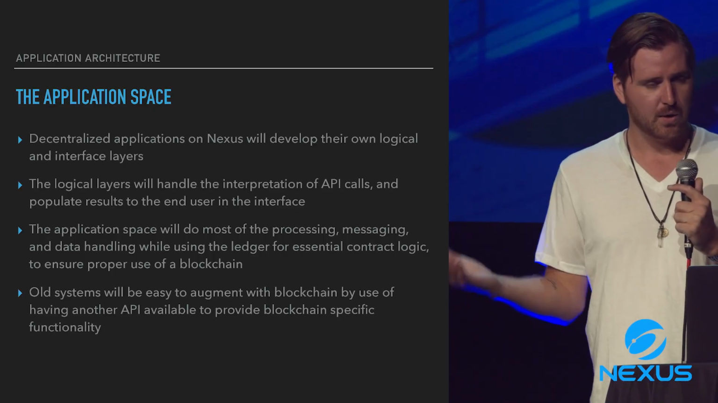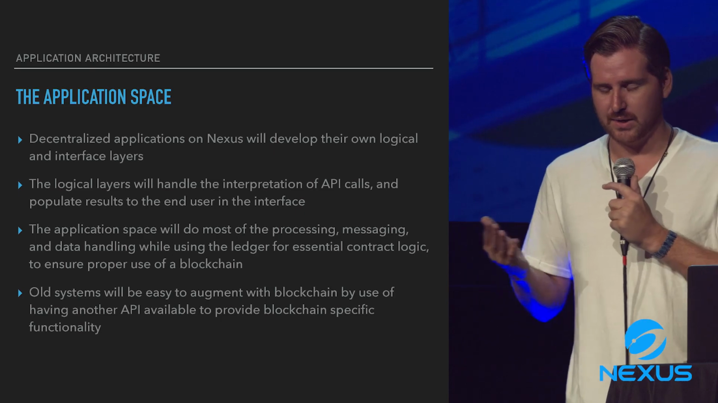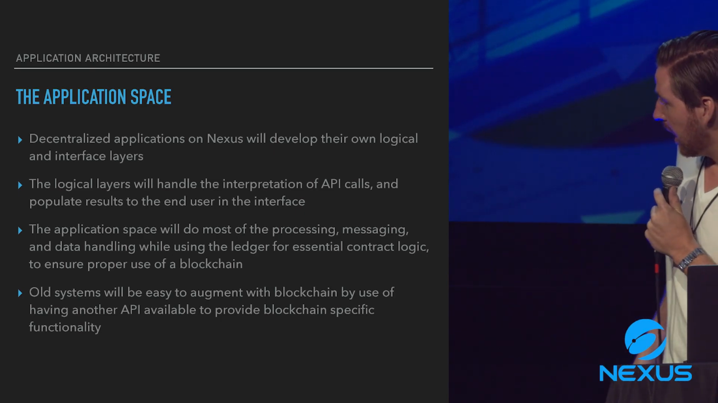So old systems will be very easy to integrate, and that's a very important thing, because from talking to a lot of businesses over the years, a lot of them are told that blockchain is going to take everything over, so they think they're going to have to completely get rid of everything they have and rebuild it. But we want to help them find a way to augment it, to improve it. So that's where the API and the application space are very important.